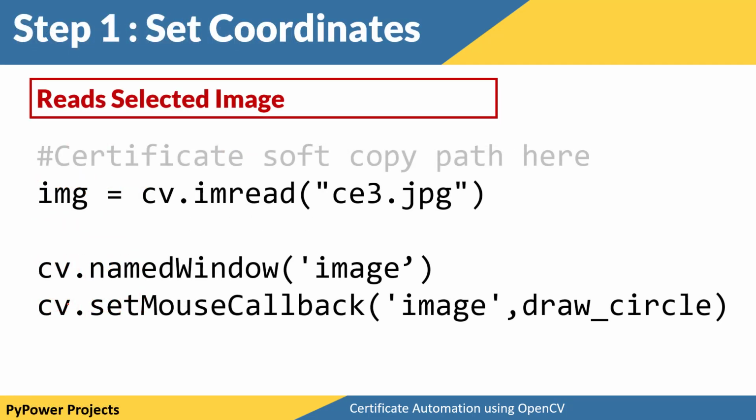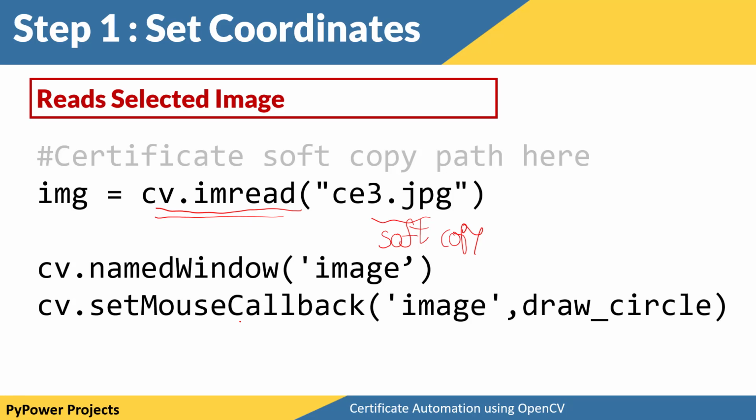Now step 1 is set coordinates. So the present code will read the selected image. cv2.imread will read the image. You have to give the file name as input. c3.jpg is my soft copy of the certificate. So here you have to get the soft copy of the certificate as input. It will be stored in img and a window will be shown with the image name, and this is a function, setMouseCallback, and two arguments are given.